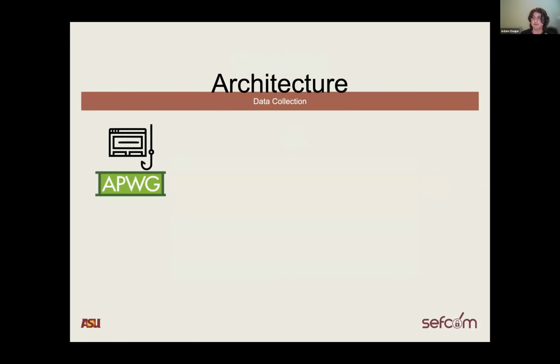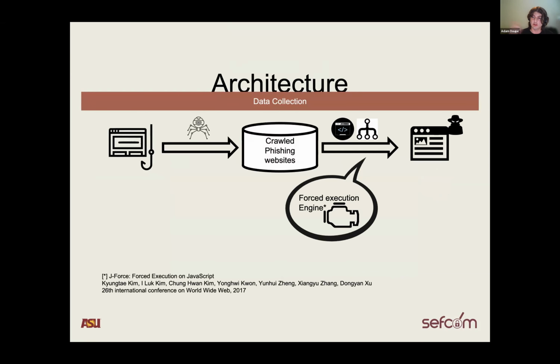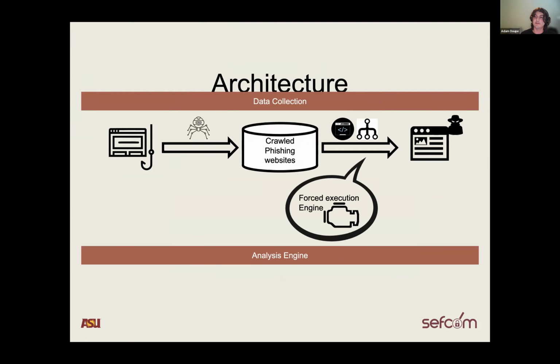So we built a system to try to collect this data. We crawled a bunch of phishing sites. We looked at the client side HTML and JavaScript. The other cool thing we did was we built on a paper from 2017 WWW called JForce, which does forced execution of JavaScript. So we essentially take the content, make the JavaScript go down all possible paths, get screenshots of all of those, and try to see if that matches any phishing content.